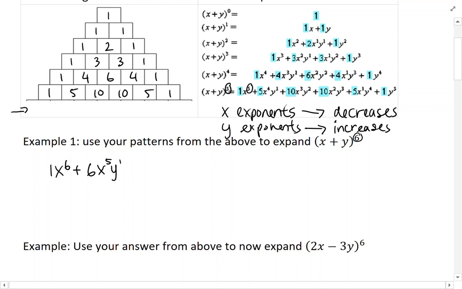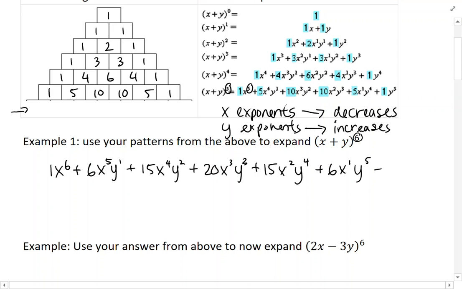You don't actually have to write the 1, but I'm going to write it down anyway, just to show you. The next coefficient is 5 plus 10, so it's 15. x goes down another 1, y goes up. Next, we have 10 plus 10, that's 20. x goes down another 1, y goes up. Then the next one is back to 15. x down another 1, y up. Then next is 6, x down 1, y up 1. And last but not least, we're at 1, y to the 6.